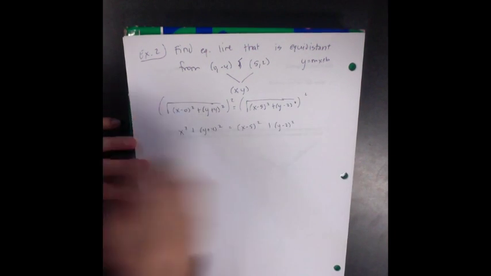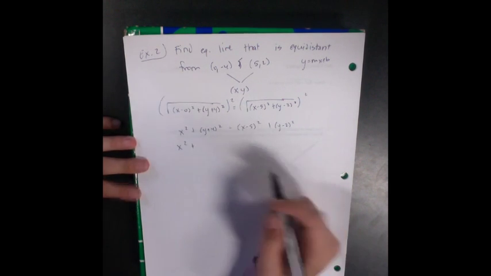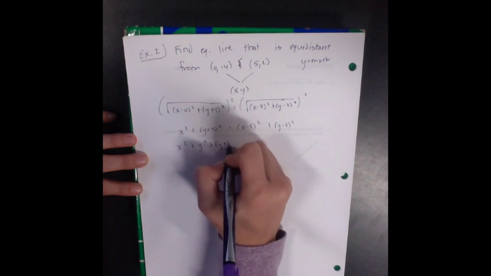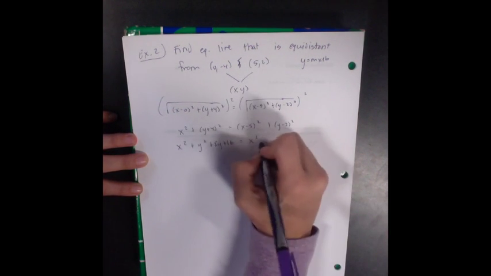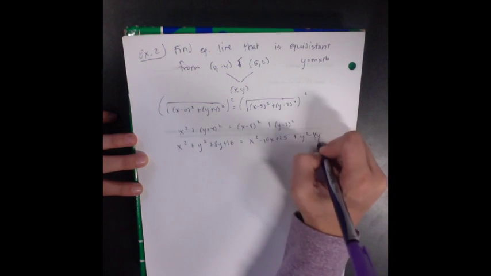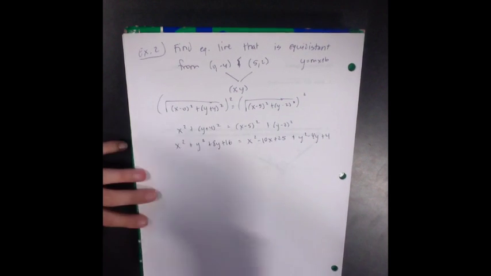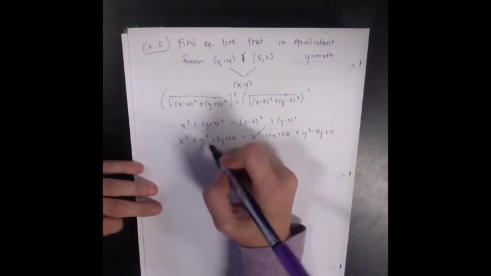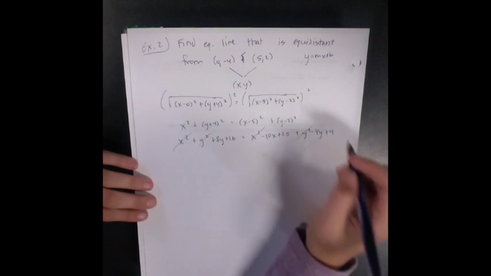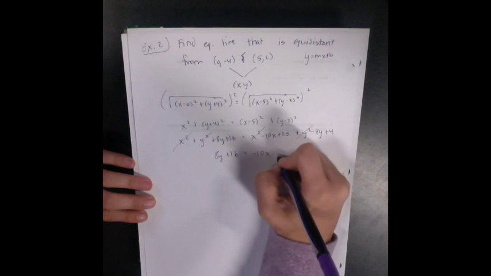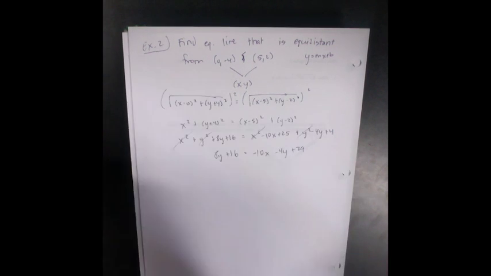Now I need to FOIL out each of these, so this gives me x squared plus... I'm going to use my trick where I square the first term, multiply them together and multiply it by 2, and then square the last term. So I have x squared minus 10x plus 25 plus y squared minus 4y plus 4. Alright, now when you do this, your x squareds and your y squareds should cancel. So I have x squared on both sides and y squared on both sides. Alright, so I have 8y plus 16 is negative 10x minus 4y plus 29.